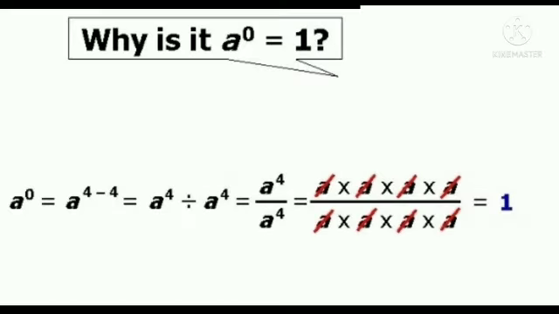Clear? Now the next rule of indices: if your index is 0, what will be the value? If your index is 0, what you have to take is 1. See here I have shown in the example. A raised to 4 divided by A raised to 4, all the A's are cancelled. So what will remain in the numerator and denominator? Nothing. So we have to take it as 1. So whenever there is 0 in your index, you will take the value as 1.